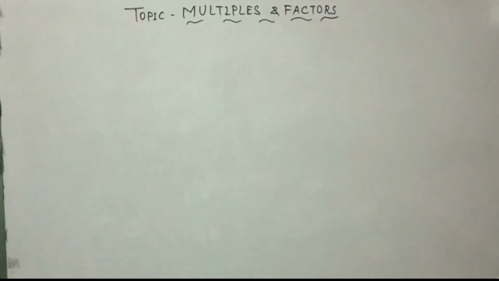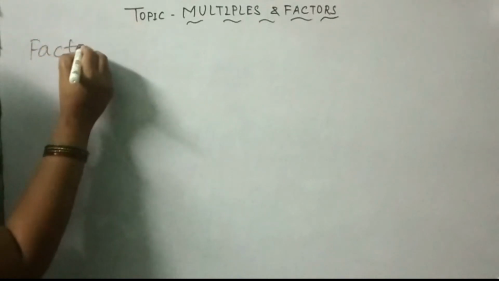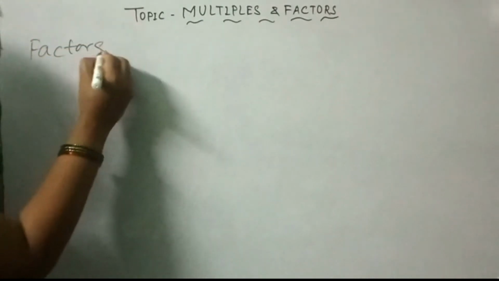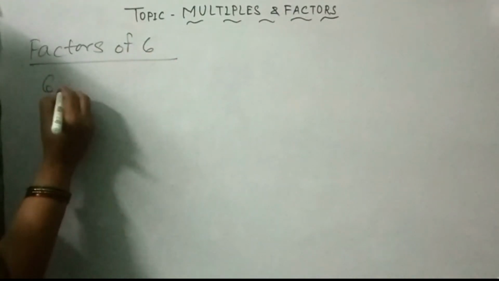I have already given you all the notes related to multiples, and today we will start the factors. From simple examples we will explain what factors are. If I tell you, write the factors of 6, that question is from your book. Factors of 6. What is the way?